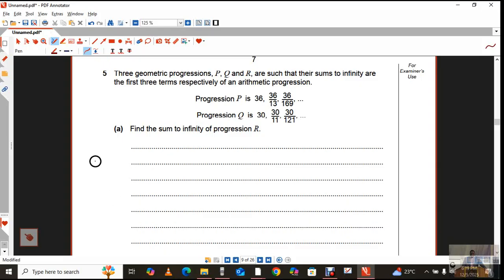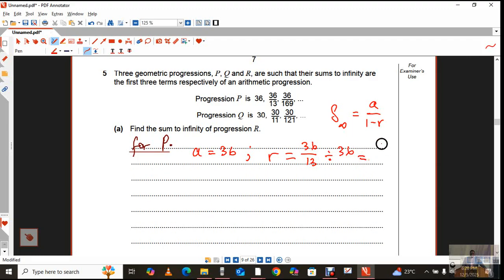Sorry, what does that mean? For progression P, if I want to know the sum to infinity of this one, I will say, okay, you know the sum to infinity formula? It's A over 1 minus R. From this, A is 36. R, well, R can be 36 over 13 divided by 36, and if you do, you get 1 over 13.